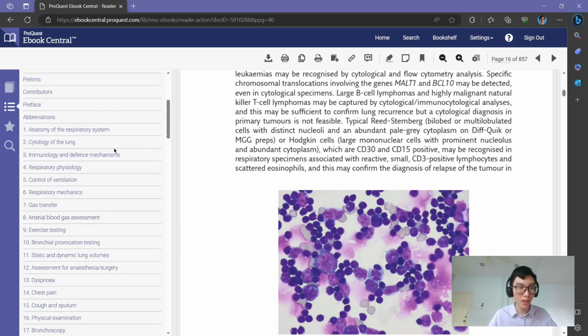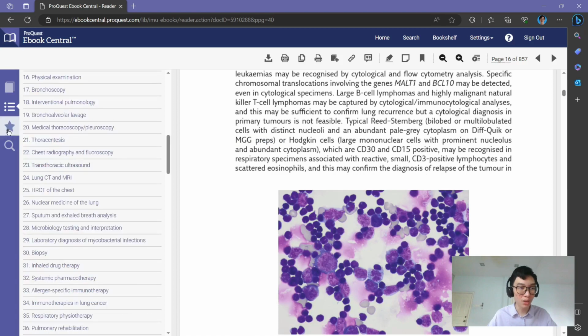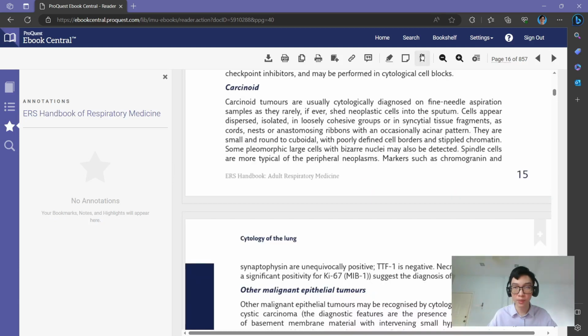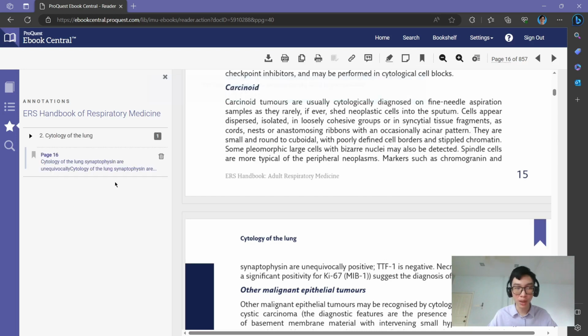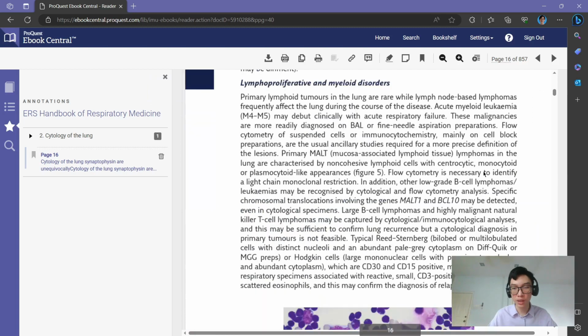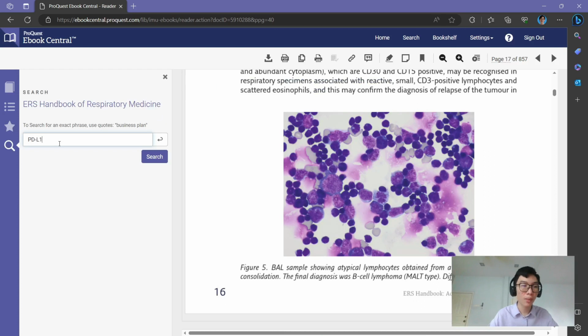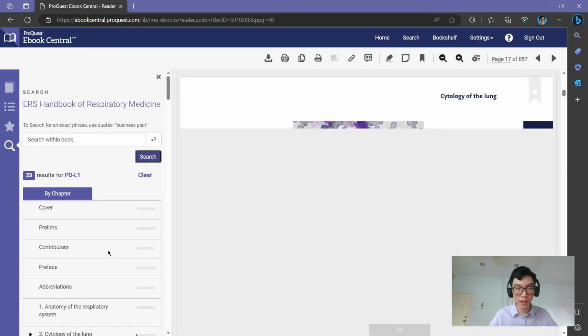You can access the topic from the side panel here. You can also star it, annotate. You can bookmark it. So I like this chapter. I can bookmark the chapter, and it will show up in my annotations, and I can come back to it later. It even goes to the page. So if I really like the page, this can be highlighted, page 16. I can come back to it later. I can also search. Let's say I'm looking for a particular word, like PDL1. Right. There are 23 results for PDL1, and I can find it very easily.